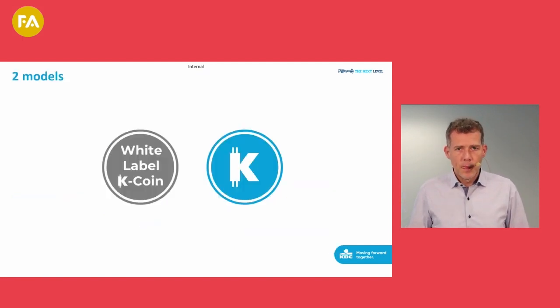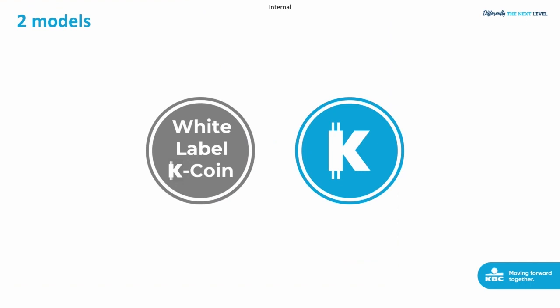We have two models if we work with the Kate coin. One is the Kate coin that we use internal KBC. It's more like a reward system. So that's what we want to use within KBC and the KBC ecosystem. The second one is a white labeled coin. There we can, on request of companies that want to put a business proposition into the market, create a coin for them and also brand it for them to use in their ecosystem.